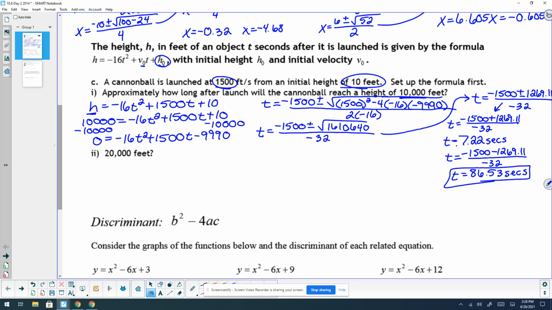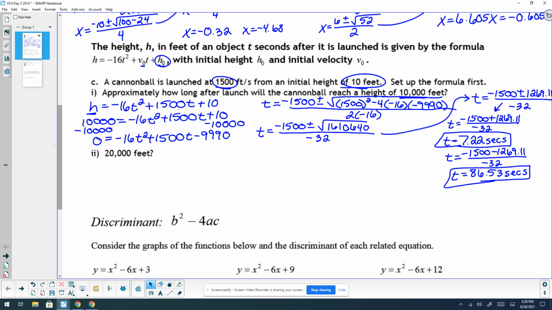Well, how does that work? What we're looking for is when the height of our cannonball will reach 10,000 feet. So you got to think about this. It's going to start at 10 feet. It's going to go up and then come back down. Well, 10,000 feet could be somewhere up in here. So it actually reaches 10,000 feet 2 different times, and that's why I actually have two answers to this problem, because the first time it reached 10,000 feet was the 7.22 seconds. The second time it reached 10,000 feet was 86.53 seconds, okay?